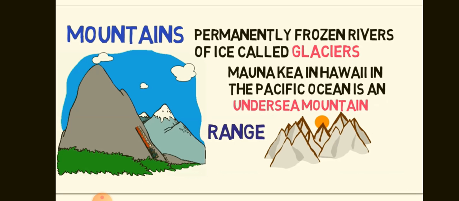Mountains. A mountain is any natural elevation of the earth's surface. The mountains may have a small summit and a broad base. It is considerably higher than the surrounding area. Some mountains are even higher than the clouds. As you go higher, the climate becomes colder. In some mountains, there are permanently frozen rivers of ice. They are called glaciers. There are some mountains you cannot see as they are under the sea.